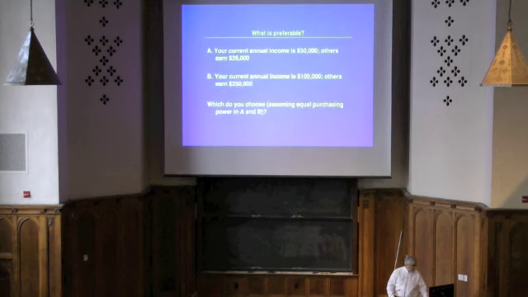Well, here are some illustrations of this point. Let's consider this dilemma. You can choose between two choices. I'm going to ask you all to make this choice in just a moment. A: your current annual income is $50,000, but everyone else earns $25,000. Or B: your current annual income is $100,000, and everyone else earns $250,000. And my question is, assuming equal purchasing power, which one would you choose, A or B?